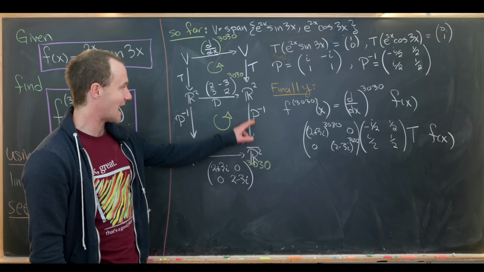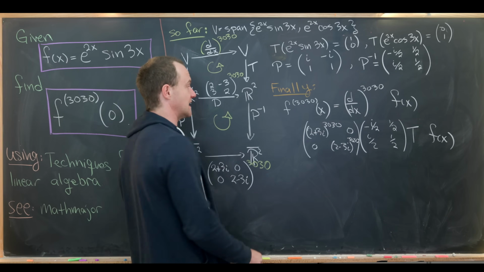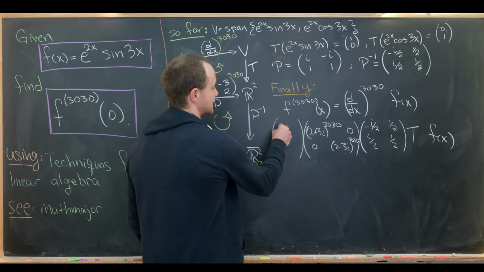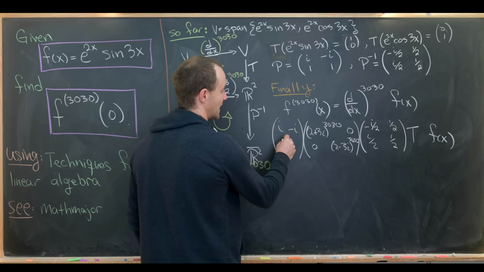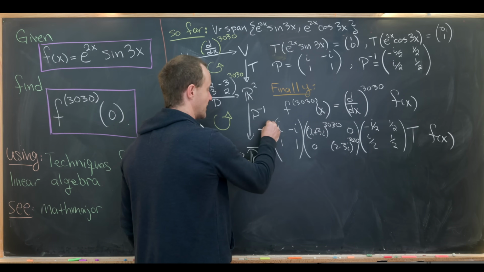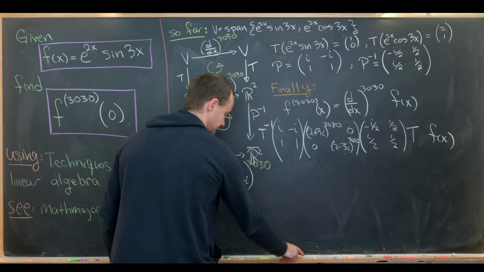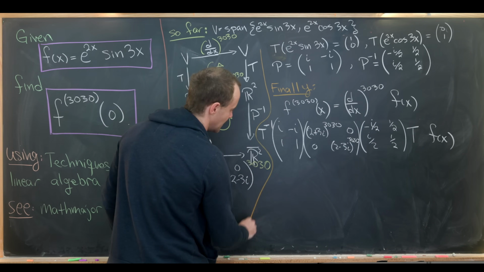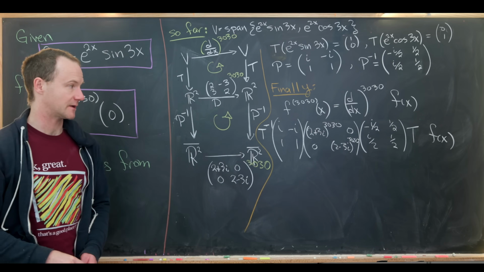Okay, and then we're going to map up here by the inverse of P inverse, but the inverse of P inverse will just be P. So that's going to be i, negative i, 1, 1. And then finally, we're going to map back up here with what we're calling T inverse. That's because we need to go in the reverse direction. So that's what we need to end up calculating.